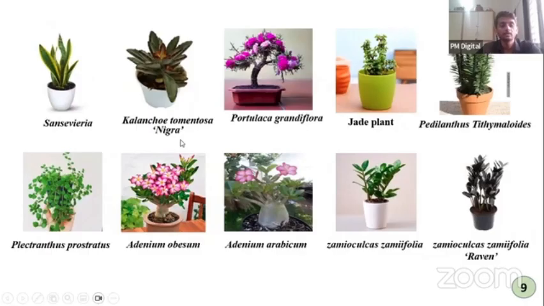Sansevieria comes under indoor as well as succulent plants. Next is Kalanchoe, then Portulaca, ZZ plant, Pedilanthus, Plectranthus. It is also known as Tangleheart. Some species of Adenium, then ZZ plant.